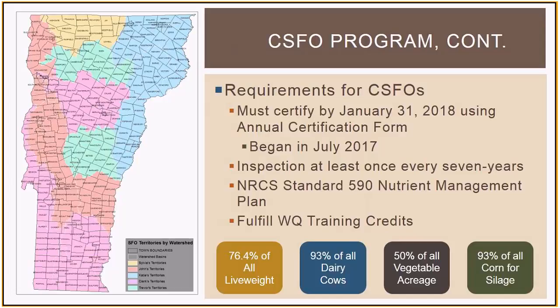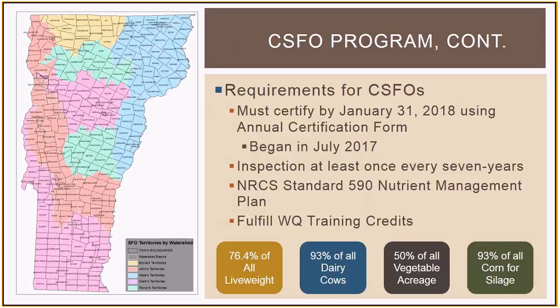Right, and so what Nina's explaining is that CSFOs are going to get inspected by an agency official at least once every 7 years. And we have these priority areas that will be inspected first. Eventually everyone will be inspected within the first 7 years, but that's how we're determining who we're going to inspect first. So we have annual certification that needs to be completed in January of every year, and an inspection at least once every 7 years.